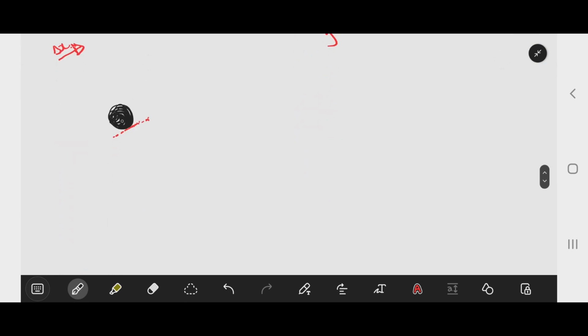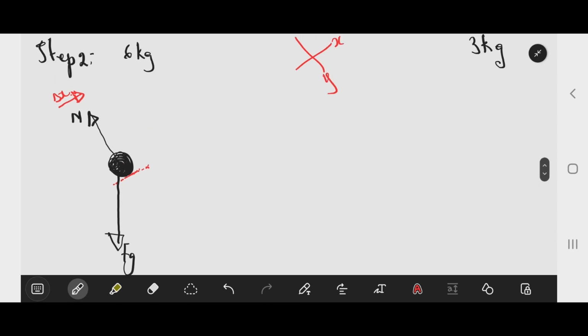Okay, so those are the forces that are acting on the 6 kg block. So for the 6 kg block, we have Fg, which is always downwards, right? And we have normal force, which is perpendicular to the surface. Okay, and we have tension, which is moving up the incline, and we have friction, which is down the incline. Okay, so those are all the forces that are acting on the 6 kg block. So now let us draw the free body diagram for the 3 kg block.